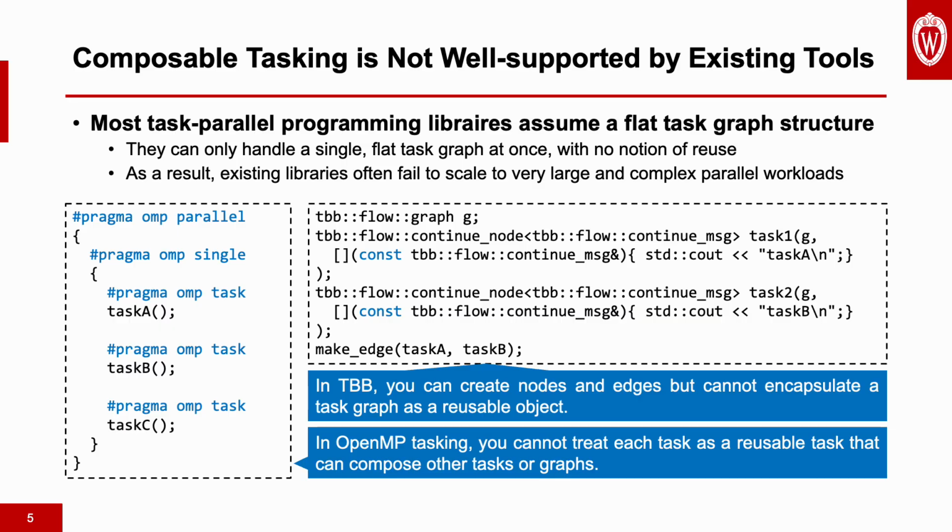For example, on the lower left, in OpenMP tasking, you cannot treat each task as a reusable task that can compose other tasks or graphs. Similarly, in TBB, you can create nodes and edges but cannot encapsulate a task graph as a reusable object. In summary, existing libraries do not really support composable task graphs, forcing us into a flattened design that is very difficult to reuse and scale.